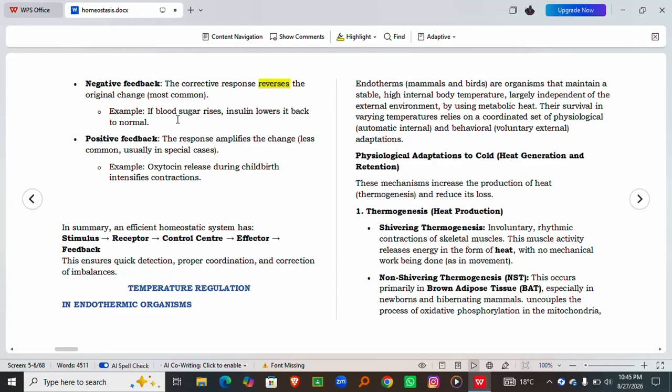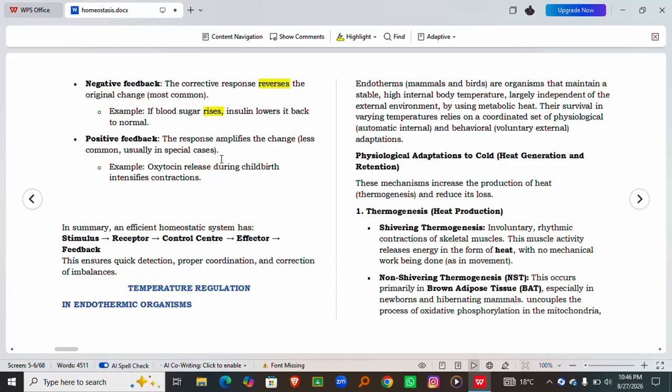For example, if blood sugar rises, insulin is produced by the pancreas to ensure that it is lowered back to the normal set point. That one is called a negative feedback. You see, there was a rise. What the body does is something that is going to cause a decrease so that it goes back to normal.